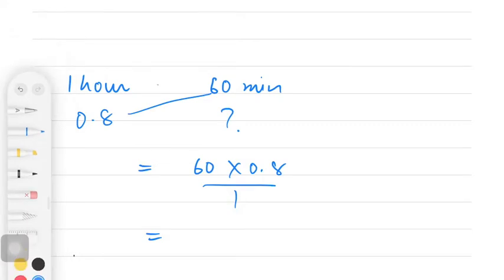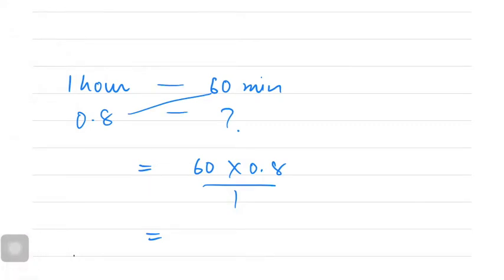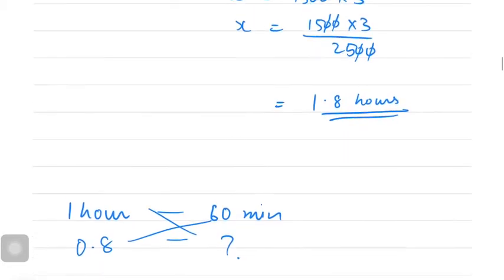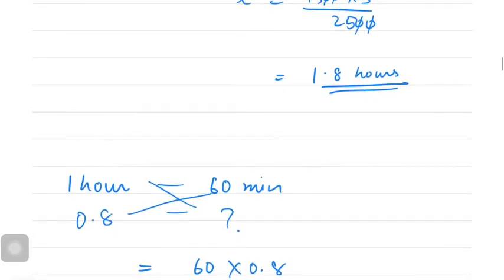Sorry, I'll write like this. If 1 hour is 60 minutes, 0.8 hour is how much? So cross multiplication. 60 into 0.8 divided by 1. So 60 into 0.8, it comes to 48. Okay. So 0.8 hour is 48 minutes. So 1.8 hour would be 1 hour and 48 minutes.